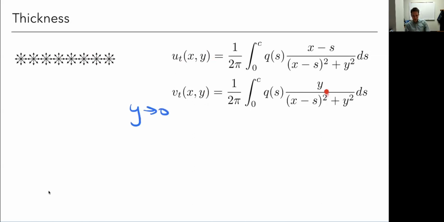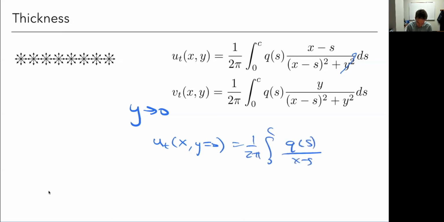And recall that we actually only need the V components for this boundary condition, but eventually we're going to want both. So I'm just going to do both. And in fact, once we do both, it'll be easier to do the Camber one. So let's start with the easy one, the U one, because that just disappears, and so one of these cancels with that one. So U of x, with y equals 0, is 1 over 2 pi integral of q of s divided by x minus s ds, right?